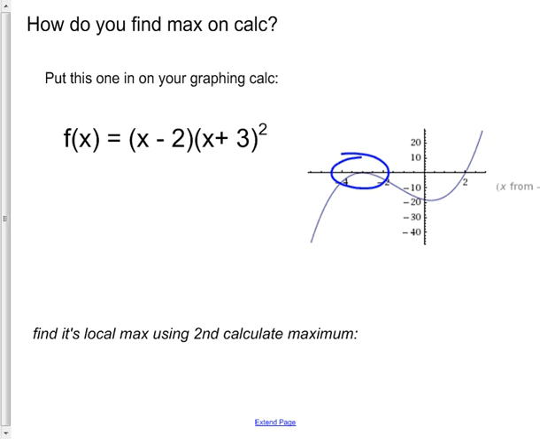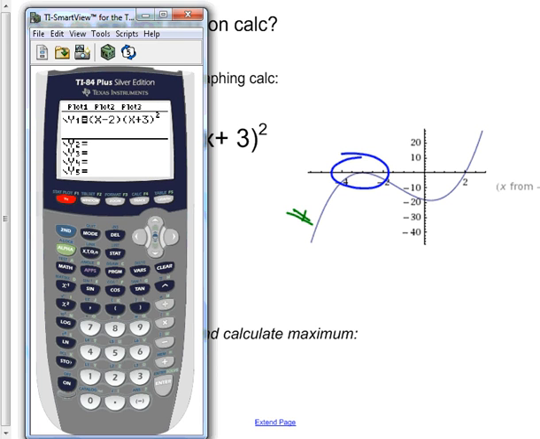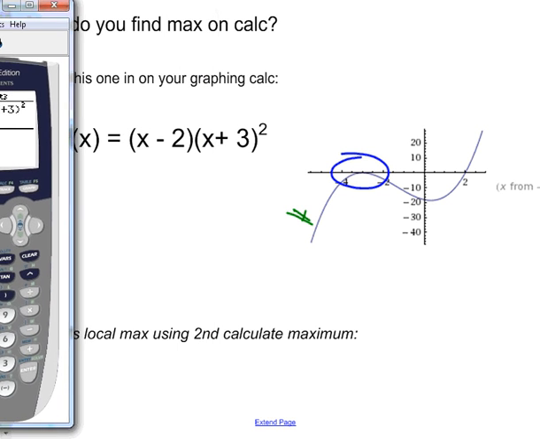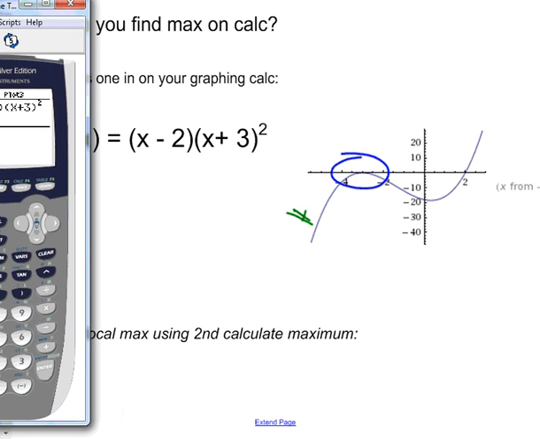You know how on those other ones you'd go just to the left of it and you'd hit enter, and then you move the little spider over to the right of it and then hit enter, and then hit enter right at the spot? You do the same exact thing, except you look for a maximum. So grab your calculator, type this in. You want x minus 2 and an x plus 3 in parentheses squared. Okay? Just like you're seeing on the board there.